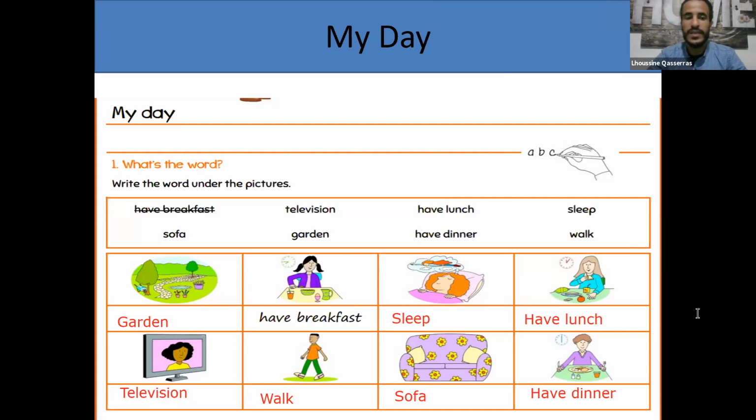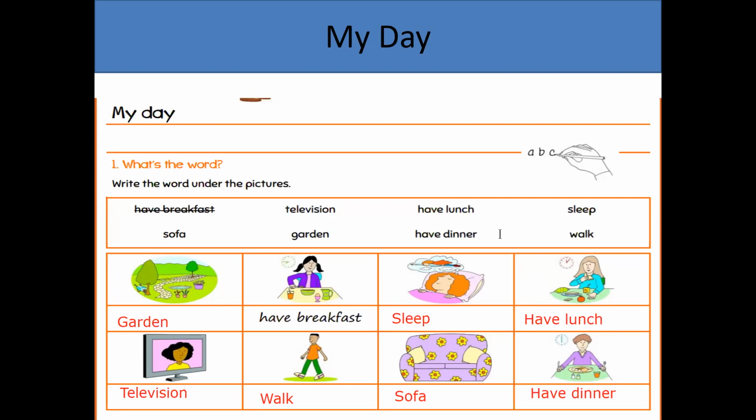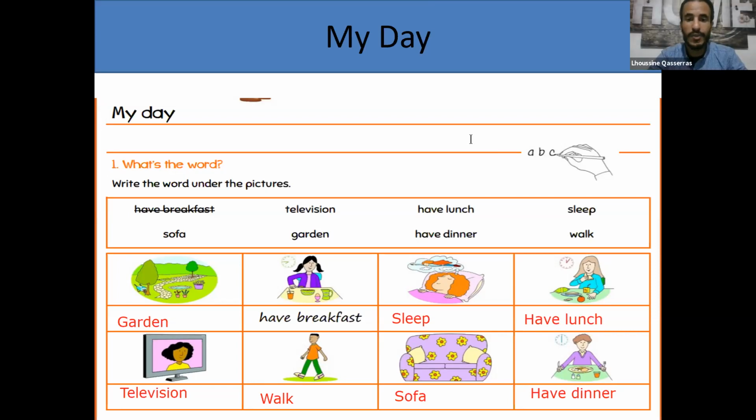Now they have to start with what? So this is my day. Now they have got some vocab: garden, breakfast, sleep, have lunch. The next, we have to start with breakfast. So here you can help because they are children. You have to facilitate the learning process. So here you can do like this.